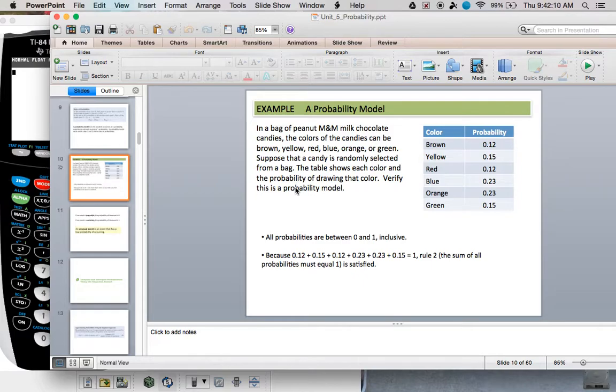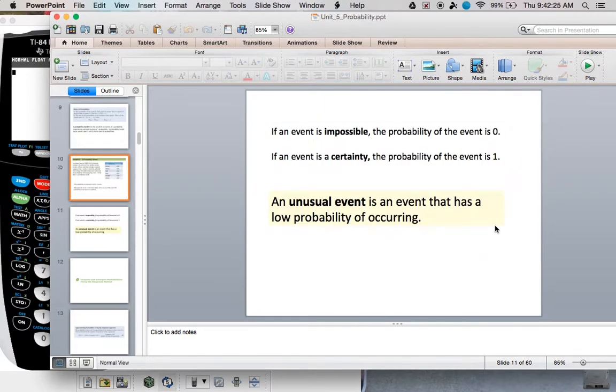Here we go. We've got some M&Ms. The colors can be brown, yellow, red, blue, orange, or green. If you randomly select from a bag, this table shows each color and the probability of drawing that color. And notice, if you add these up, this better be 1.